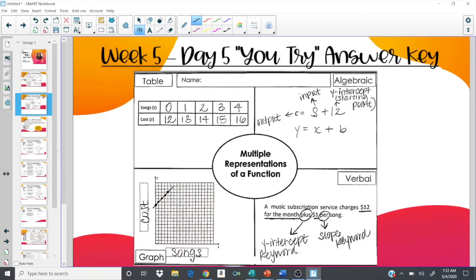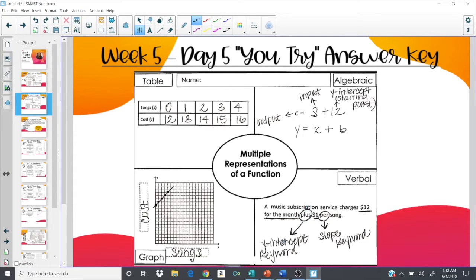Number 2, again, you were given a verbal description and you were supposed to represent that relationship using an equation, a table, and a graph. A music subscription service charges $12 for the month plus $1 per song. So I see 2 keywords here, plus and per.